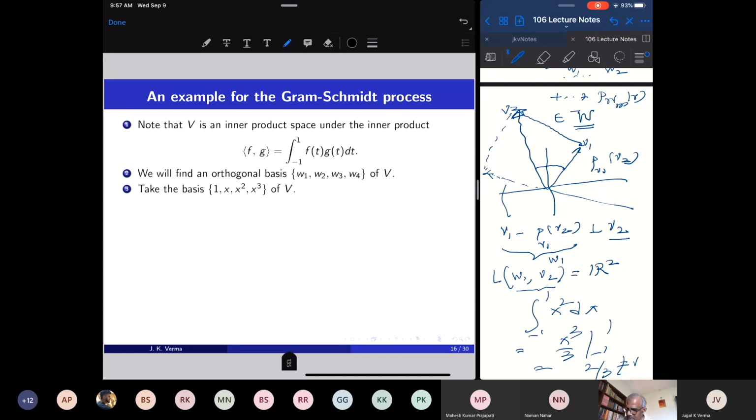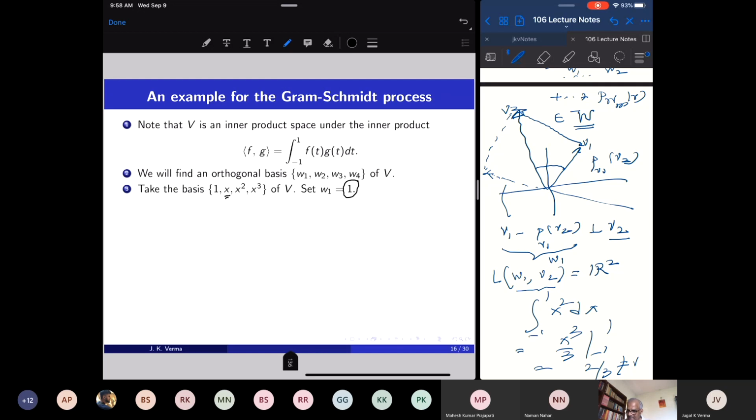So let us recall this process. We start with the basis of V, and we can start with any of these, but the simplest is 1. So take the constant polynomial 1, and this is my first vector W1. I now want to construct W2, which is perpendicular to W1. So I bring in this x. x is not in the linear span of 1; x is not a scalar multiple of 1. So 1 and x are linearly independent.